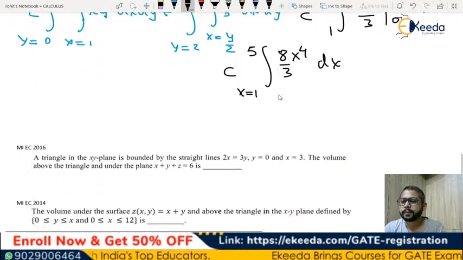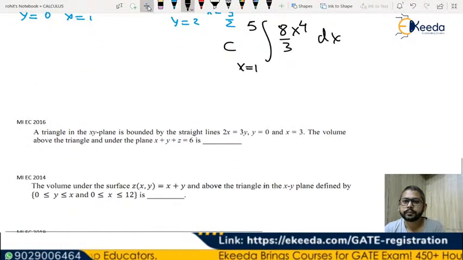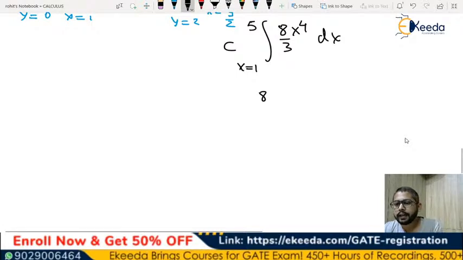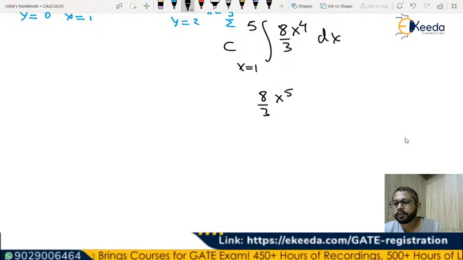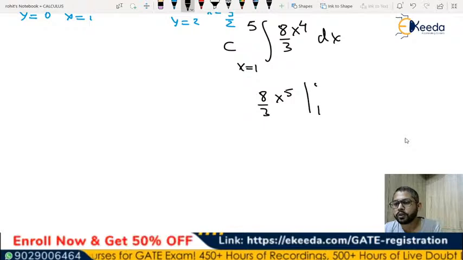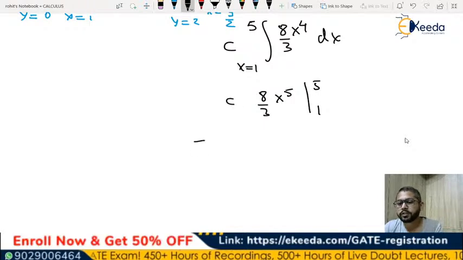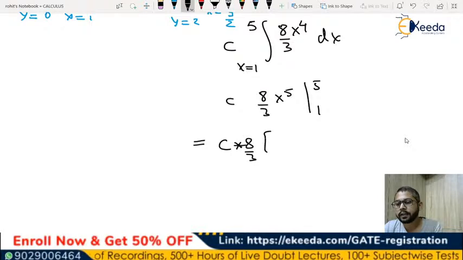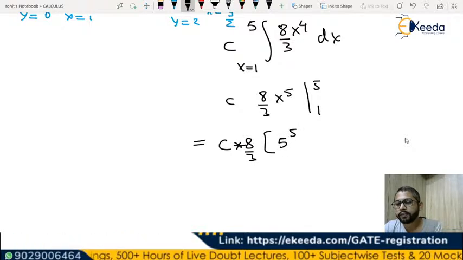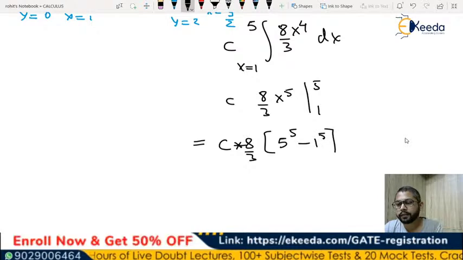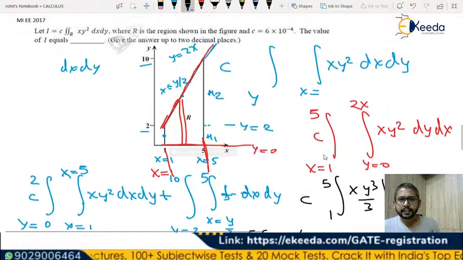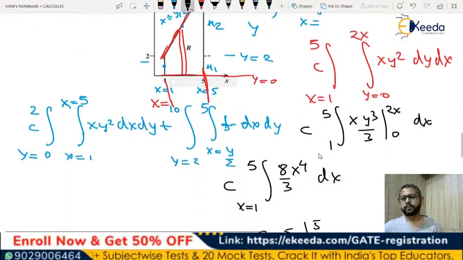So this integration will be 8 by 3 x to the power of 5 for the limits 1 to 5, and c. So this is c times 8 by 3, 5 to the power of 5 minus 1 to the power of 5. Put the value of c. What is c? C is 6 into 10 to the power of minus 4.